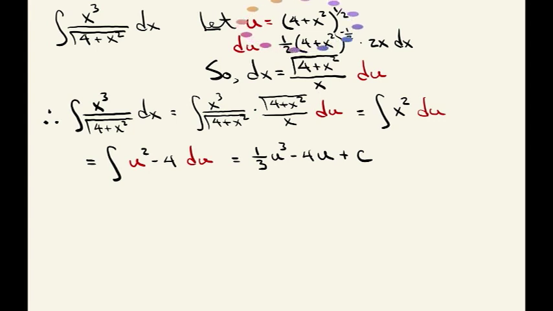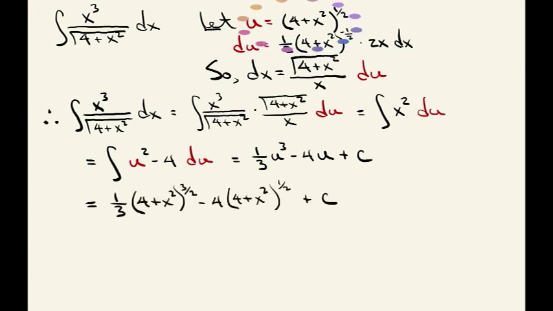Easy enough. We know that u is equal to (4 plus x squared) to the 1/2 power, so we'll just replace all of our u's with (4 plus x squared) to the 1/2 power, leaving us an answer of 1/3 times the quantity (4 plus x squared) to the 3/2 power minus 4 times (4 plus x squared) to the 1/2 power, plus c. This answer is perfectly fine to leave as a final answer.